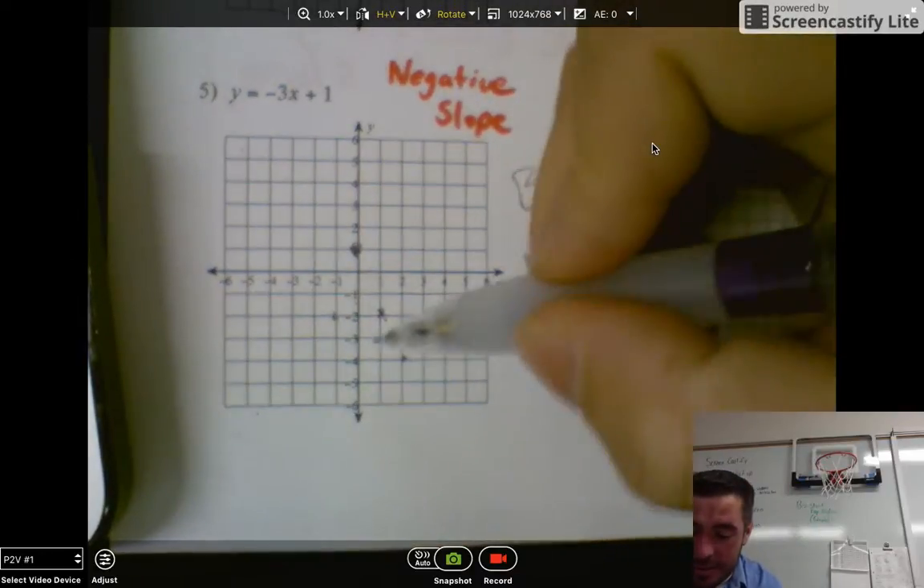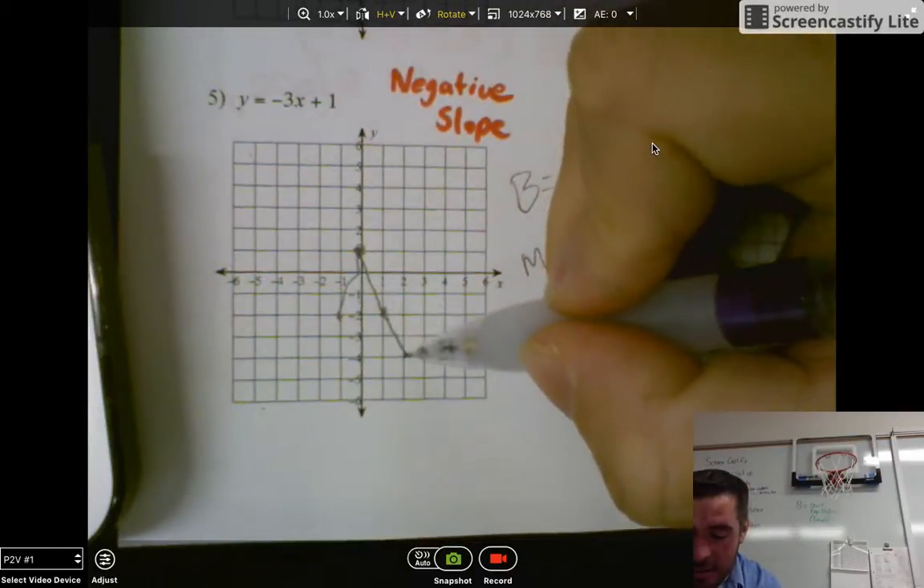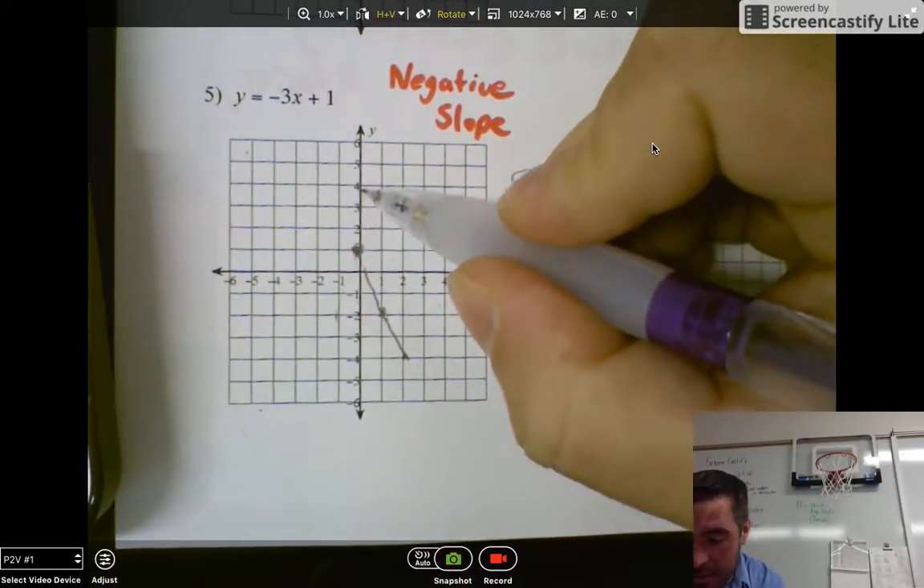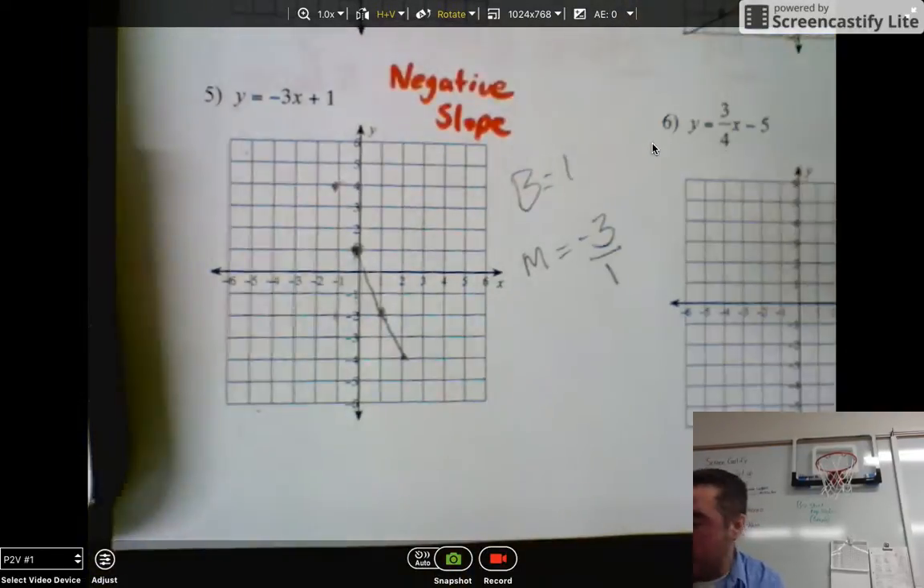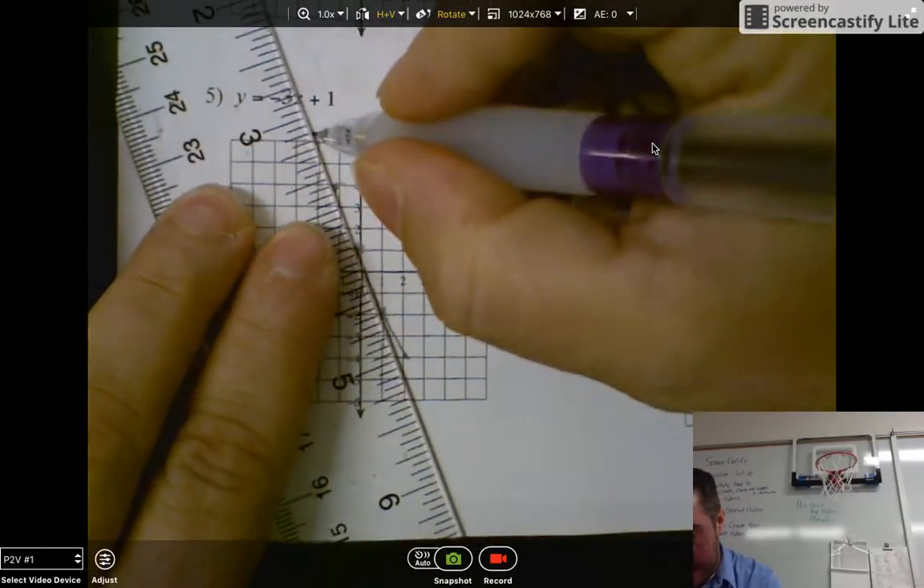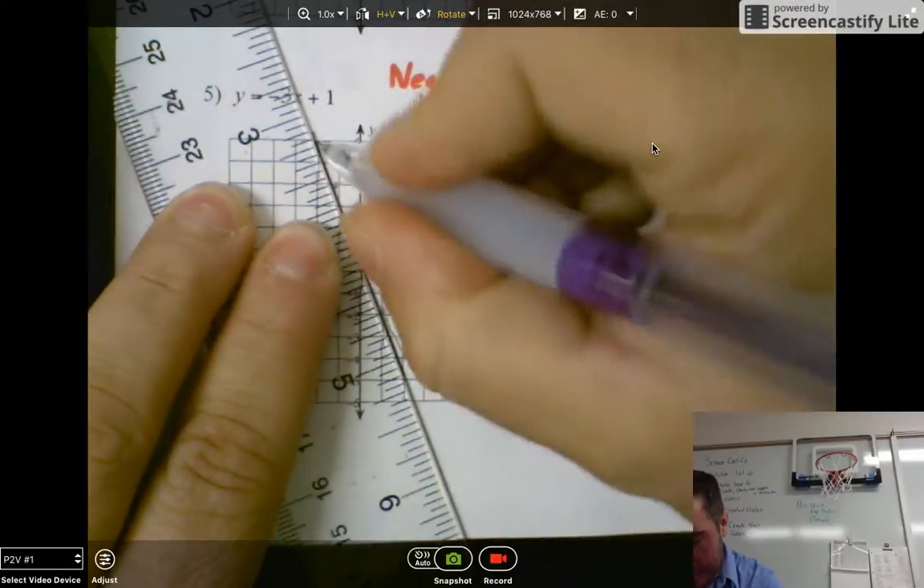Of course not, because if I connect that, you're no longer straight. So I have to do the opposite, which is up 3 and left 1. I connect my dots again to get my straight line, which looks like that.